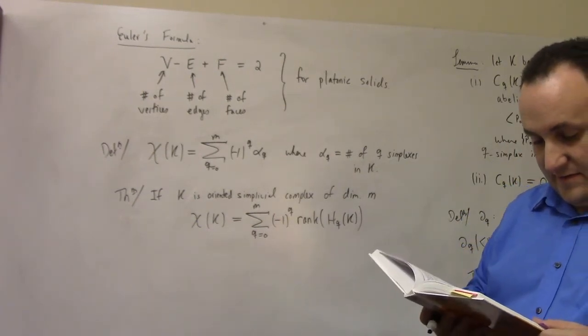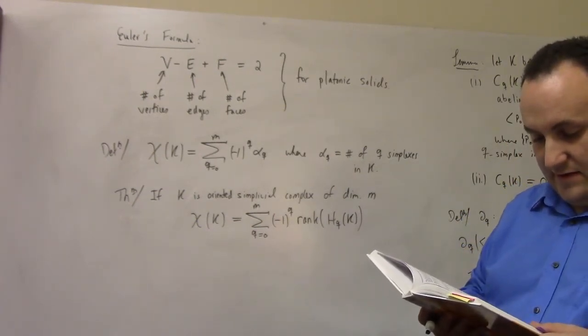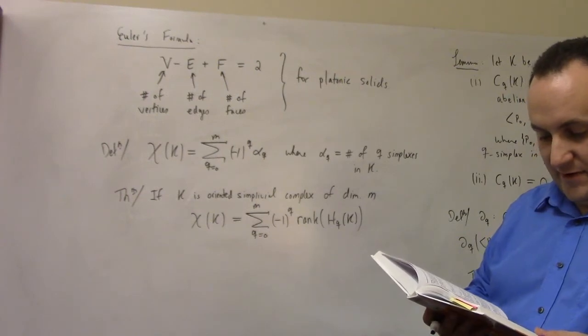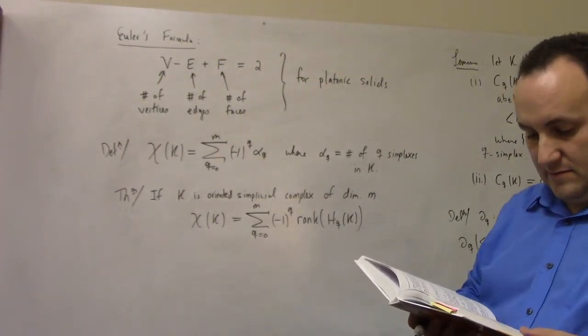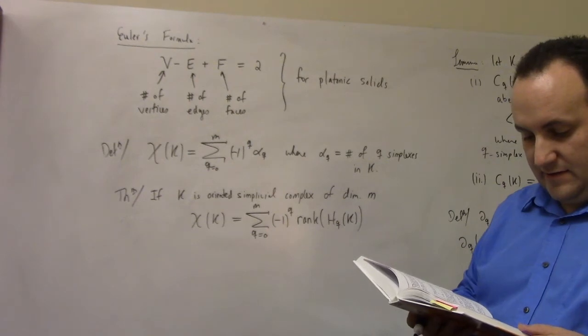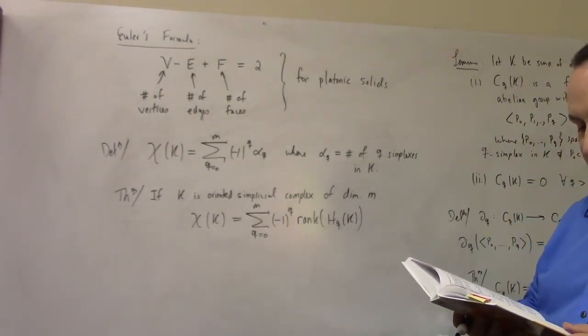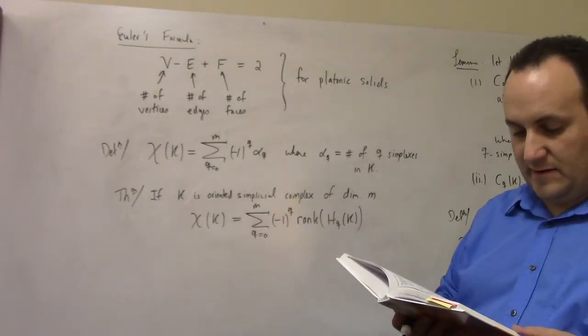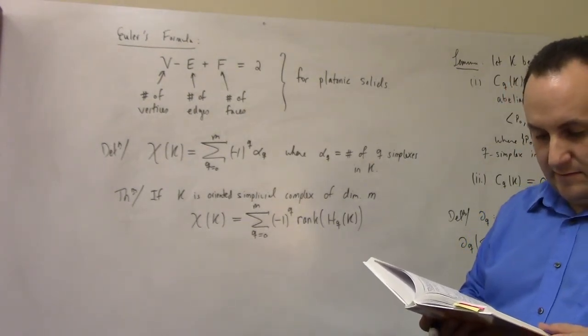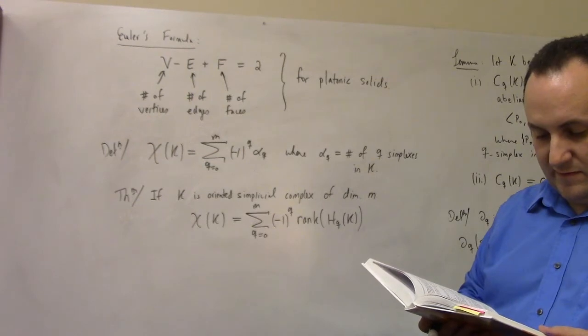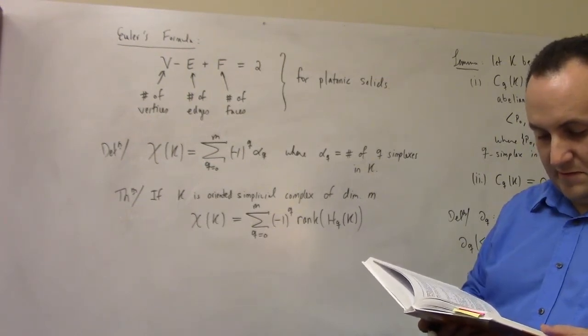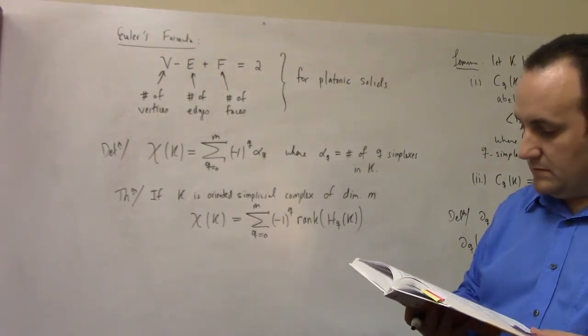And then he has that if K is the simplicial complex consisting of all faces of an n-simplex whose vertex set is linearly ordered, so basically the underlying space is the n-simplex, right? Then the reduced homology groups are 0 for all q greater than or equal to 0. Okay.